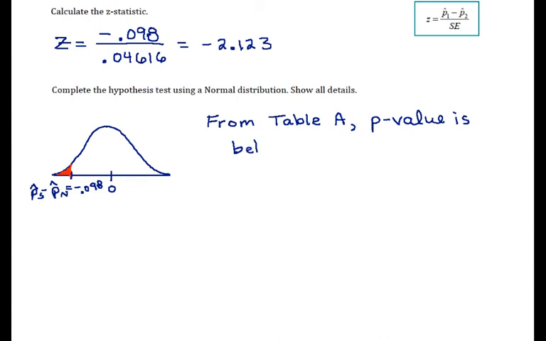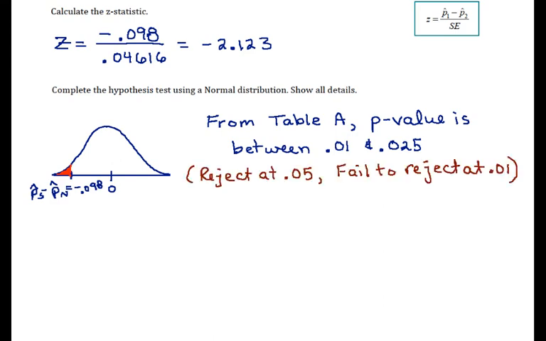So it's between 0.01 and 0.025. We can tell from this that we would reject at the 0.05 level, and we would fail to reject at the 0.01 level. And what this gives us is fairly strong, but not very strong, not overwhelming evidence against the null hypothesis. Let's take a quick look in StatKey at what the more precise estimate of this p-value would be.